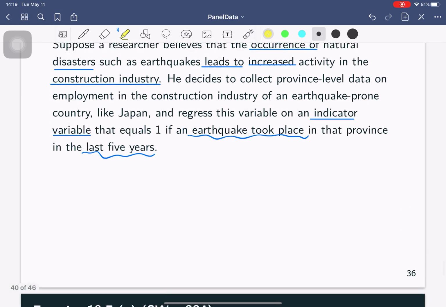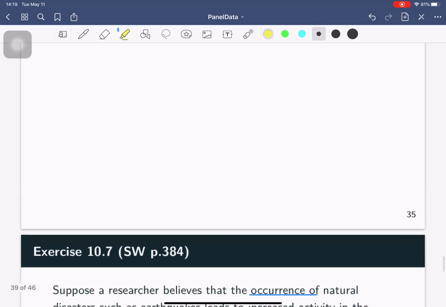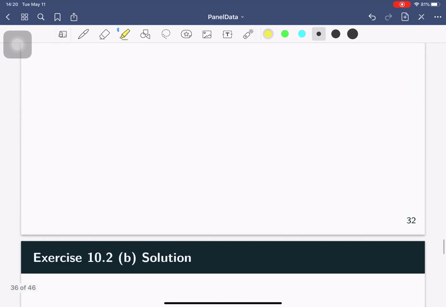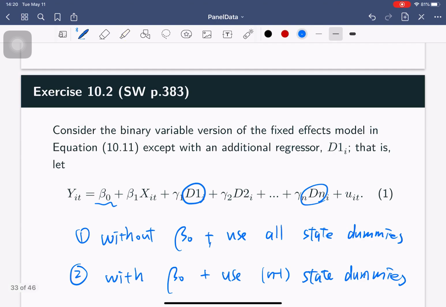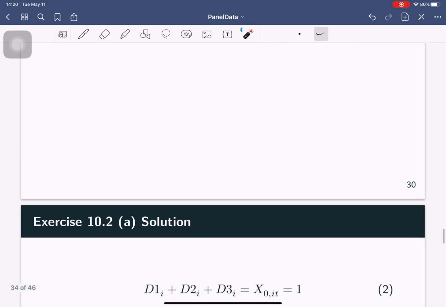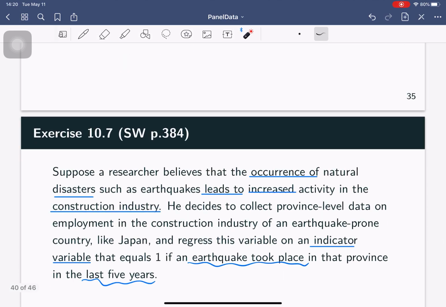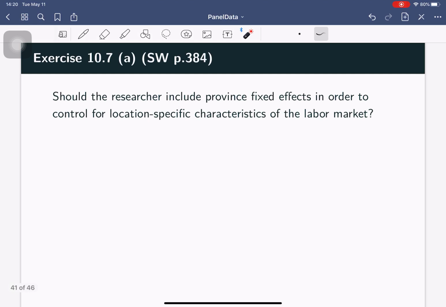So in exercise 10.7, he does the same thing as in exercise 10.2. You can see here this is about the fixed effect for the earthquake or other natural disasters. If you use this indicator, you can have a dummy variable trap or perfect collinearity in your model, so you cannot use this model. Maybe this question is not clear, so I don't think this question is well posed.